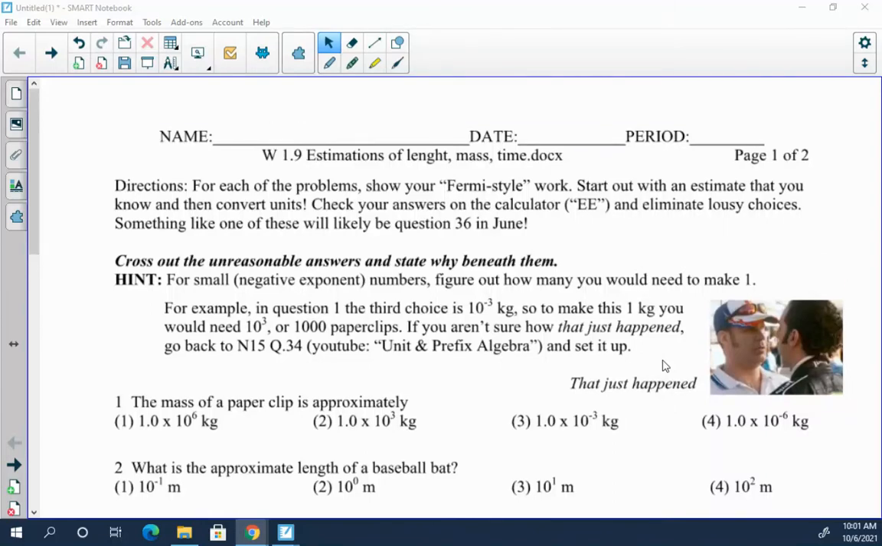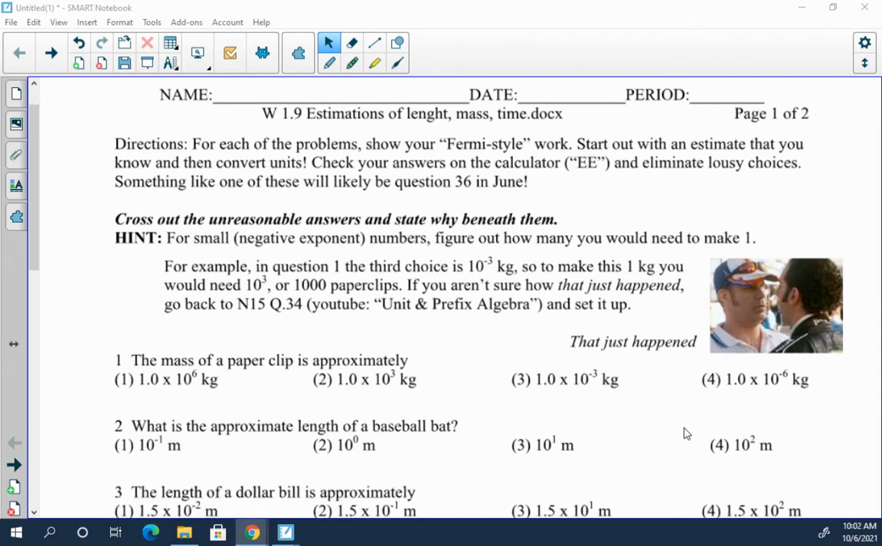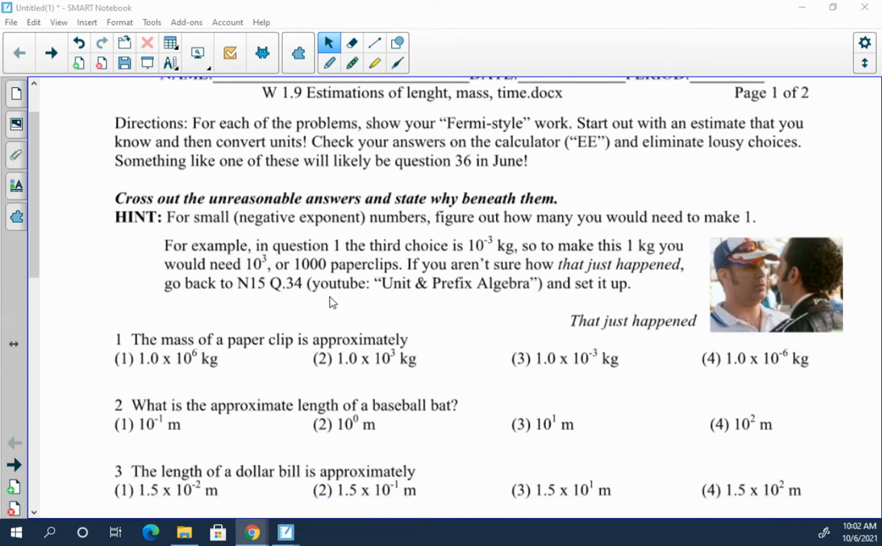All right, so you're doing W1.9 for your homework here. You're making estimations of length. Well, I don't know about that spelling up there, length, but length, mass, and time. Okay, so if we check this out, I'll give you an example up here. You go through this, of course, and you can go check out the little note here. A little YouTube can help you with this.